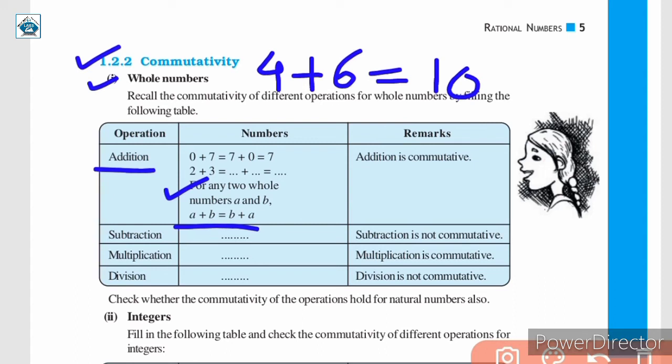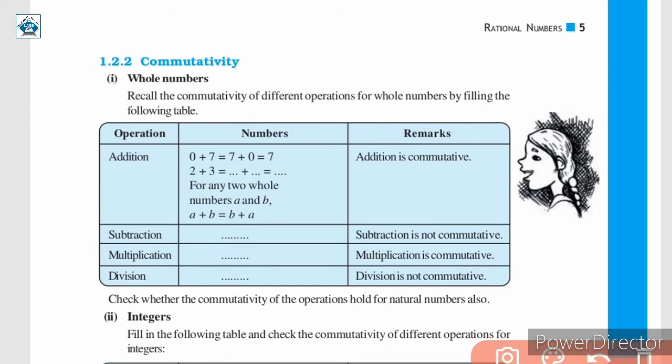अब b plus a करेंगे, that is 6 plus 4. That is, numbers को reverse कर देंगे. So here the answer is again 10. 4 plus 6 is 10 and 6 plus 4 is 10. So we can say that addition is commutative. You can try for any two whole numbers, it will always be true. So for any two whole numbers a and b, we can say that a plus b is equal to b plus a. This means addition is commutative.